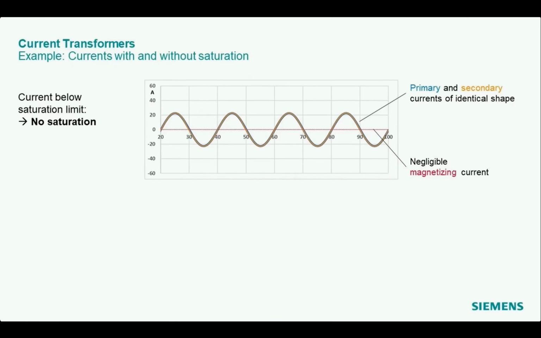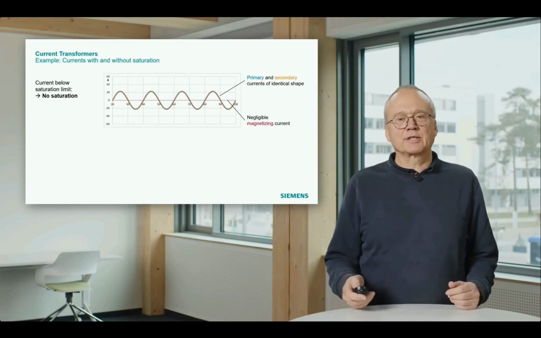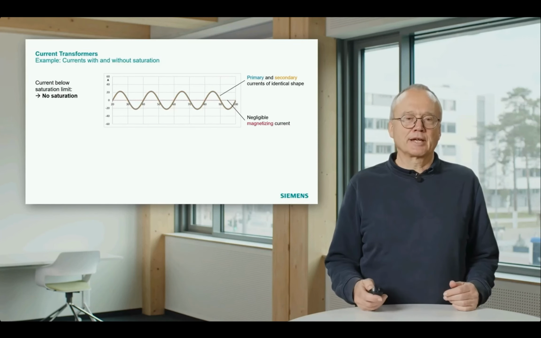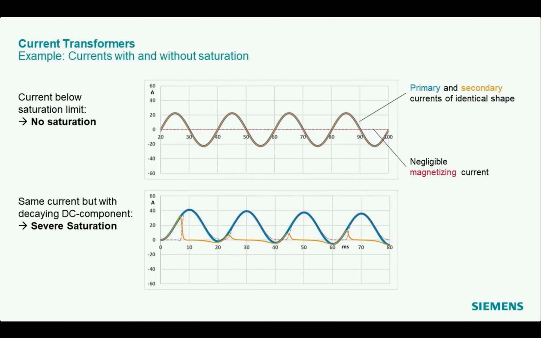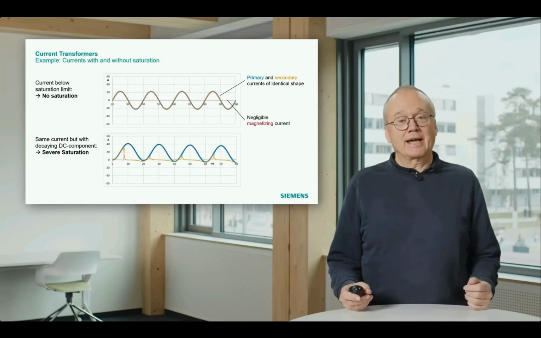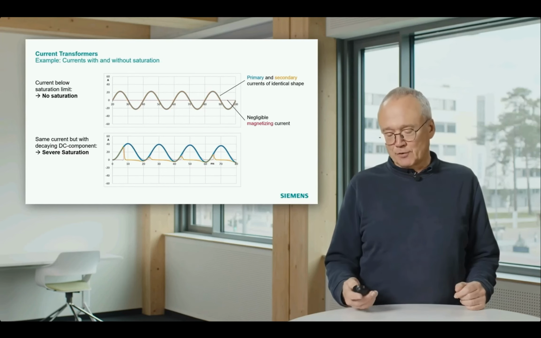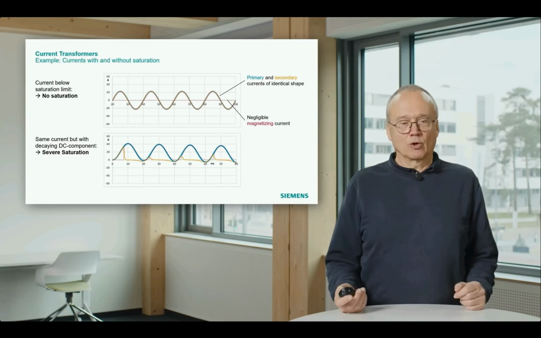Yeah, in this summary you see again the curves without saturation, primary, secondary current have identical shape, magnetizing current can be neglected, and if we have saturation stimulated by a DC component, you see here this curve has a significant DC component, a full DC component. You see at the beginning we have nearly no zero crossings, and that causes severe saturation, especially if the time constant is very long.